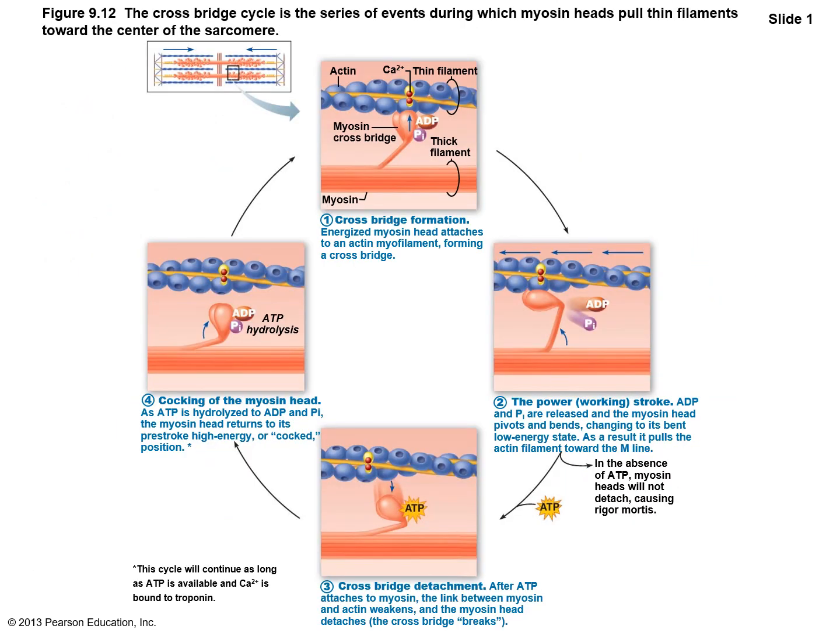This brings us to the last portion of this part of muscle contraction, which is to talk about the steps involved in the cross-bridge cycle. Step 1, the cross-bridge formation. This is where that energized myosin head attaches to the actin myofilament, and in doing so, a cross bridge is formed. Step 2 is known as the power stroke. This is where adenosine diphosphate and inorganic phosphate are released, and the myosin head pivots and bends, changing to its bent low energy state. As a result, it pulls the actin filament towards the M line.